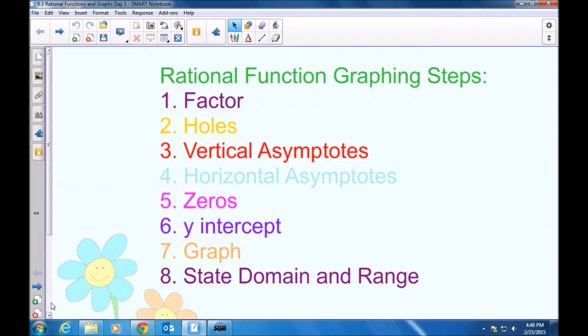Number 5 are zeros, where it crosses the x-axis, so we are going to be looking at x-intercepts. Number 6 is the y-intercept, and this one is pretty important. That one's going to be the actual driver of the graph, so number 6 really determines how we're going to graph our sketch. Number 7, of course, is where we graph it, and number 8, we're going to state the domain and range in interval notation. So let's go ahead and get started.